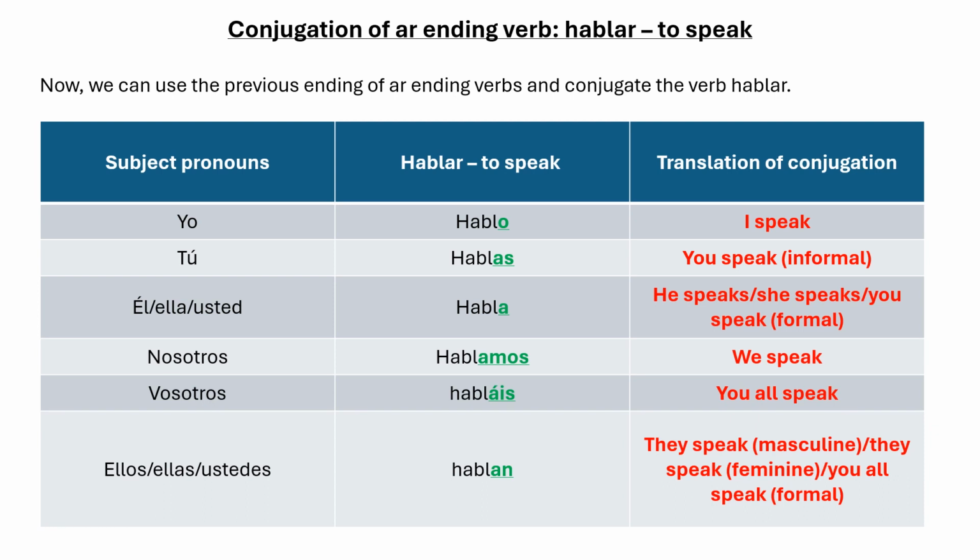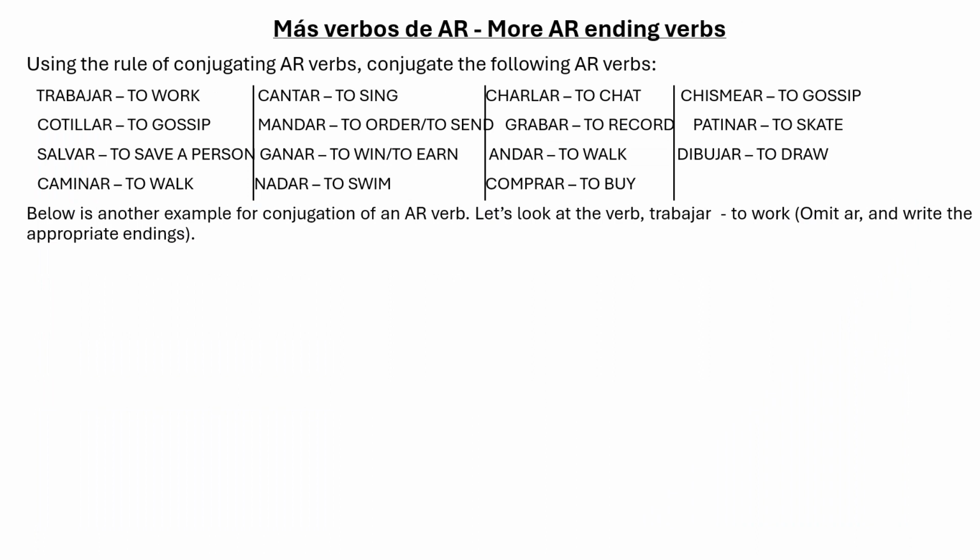Vosotros habláis, you all speak. Ellos, ellas, ustedes hablan, they speak masculine, they speak feminine, you all speak formal. So these are the endings for AR verbs, which is quite simple. Now we might want to understand other AR verbs. So here is a complete list. Please keep writing, keep taking your notes.